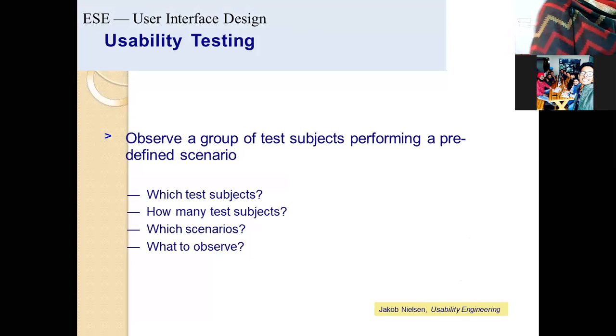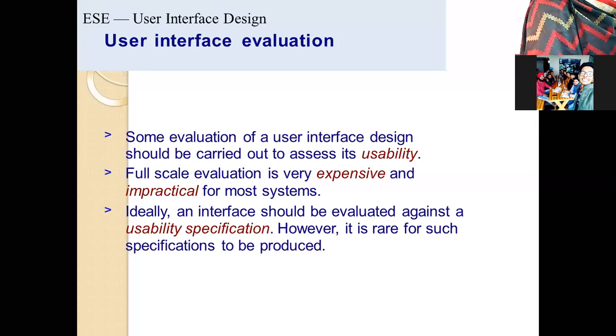Usability testing. Observe a group of test subjects performing a predefined scenario. Which test subjects, how many test subjects, which scenario, what to observe. So there should be a group of test subjects for performing a predefined scenario.